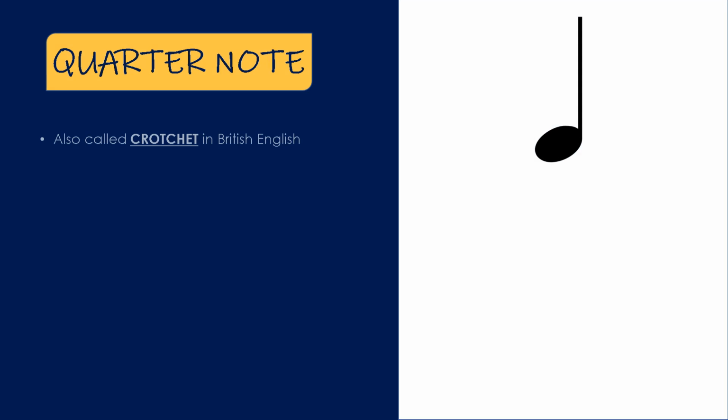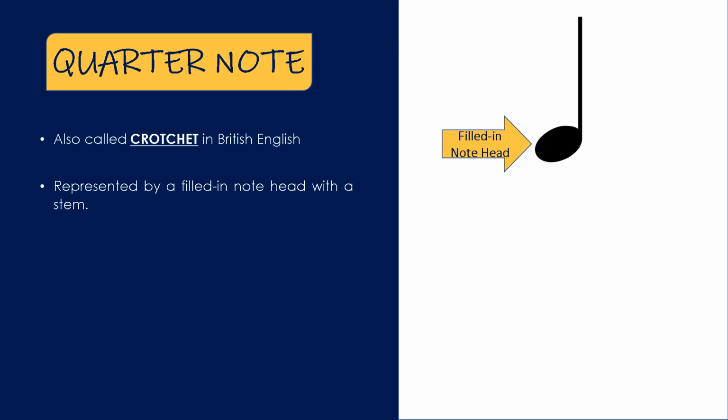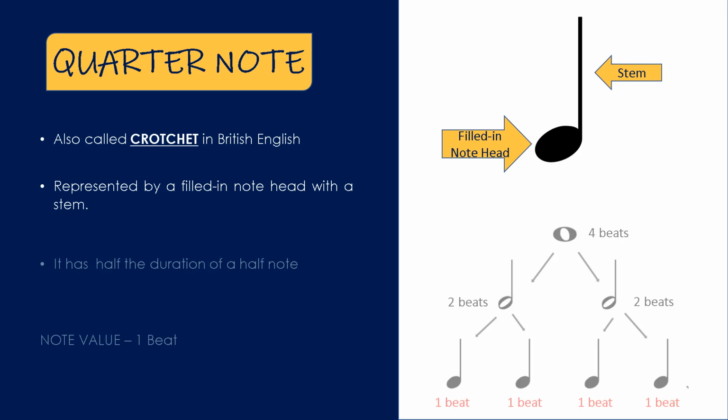The next note is a quarter note, also called crotchet in British English, represented by a filled-in note head with a stem. It has half the duration of a half note, so its note value is 1 beat.